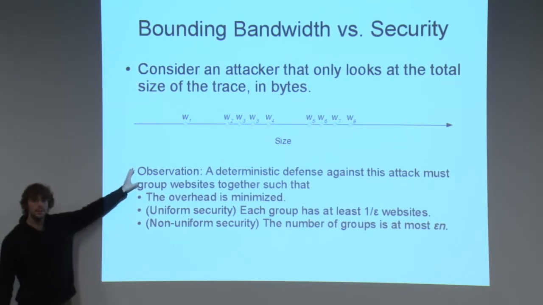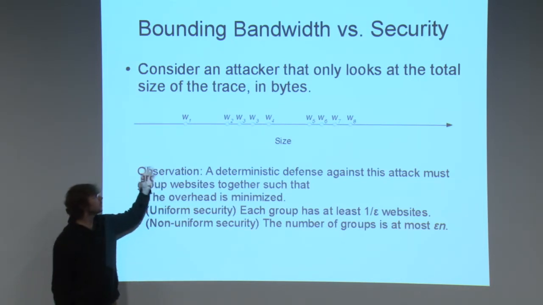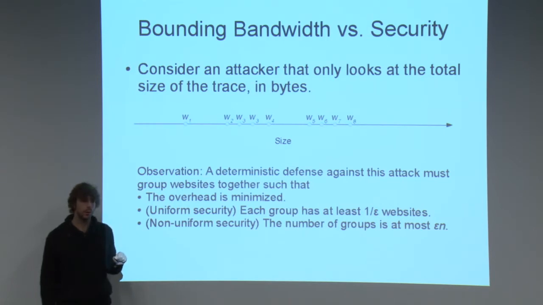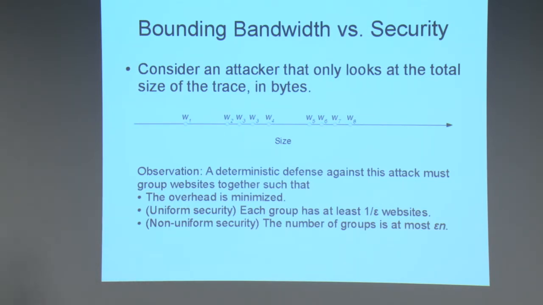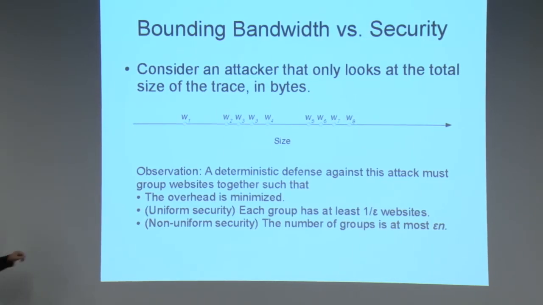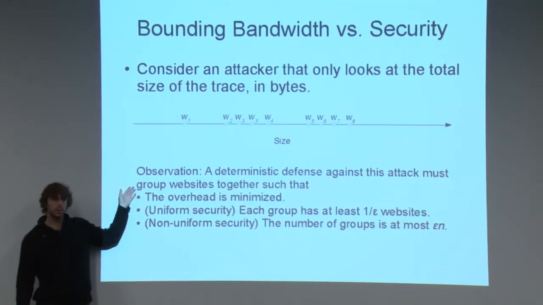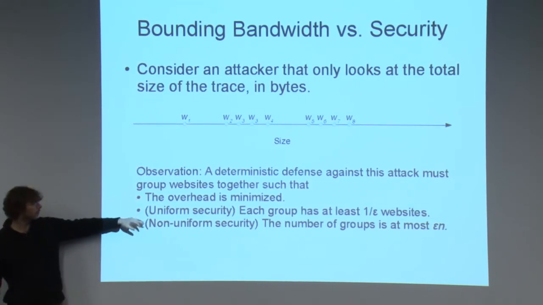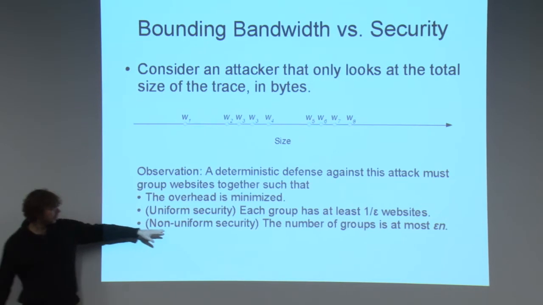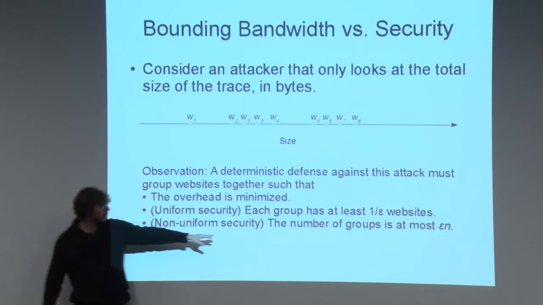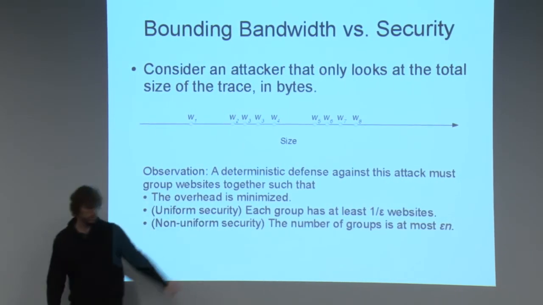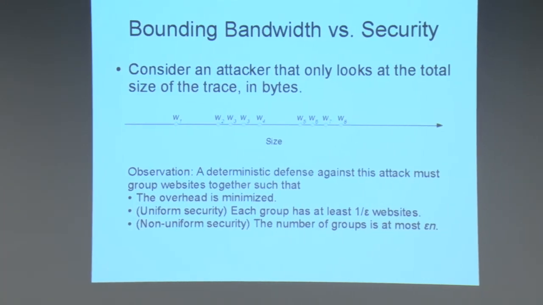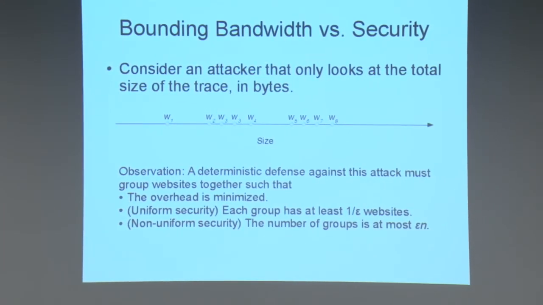So in this case, if you have an attacker, and furthermore, only consider an attacker that just looks at the amount of data you transmit as a victim and wants to make a guess for what web page you're visiting based on that information alone, then essentially a deterministic defense has to group these web pages together so that it minimizes the overhead. And for non-uniform security, there's a little bit of algebra. You can prove that the number of groups they can use is at most epsilon n, where epsilon is your security parameter.